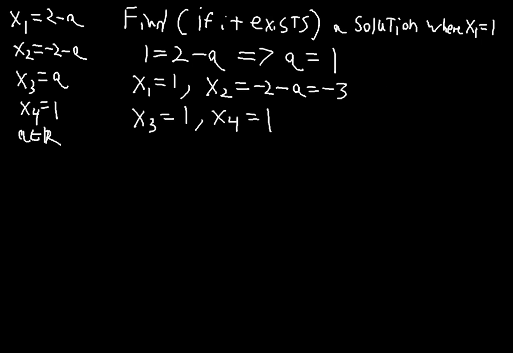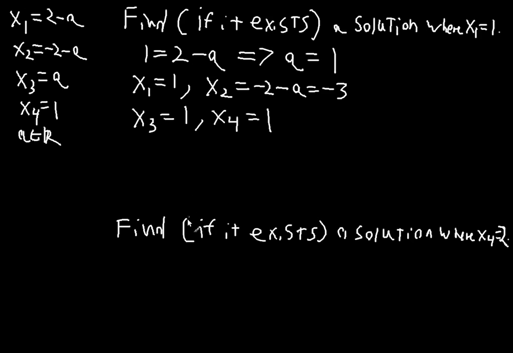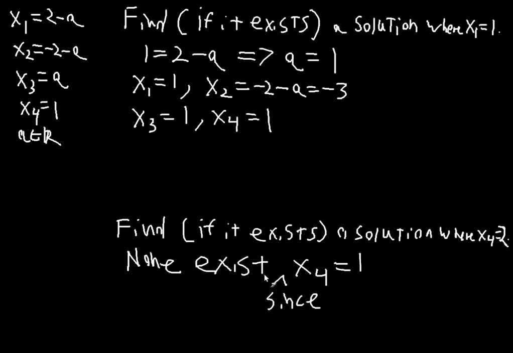The next part that we have to answer is awfully similar to the first one. It says, find all the solutions where x4 is equal to 2, if they exist. And we know that they don't exist because in our solution set we explicitly wrote out that x4 is always equal to 1. So we can say none exist, since x4 equals 1.